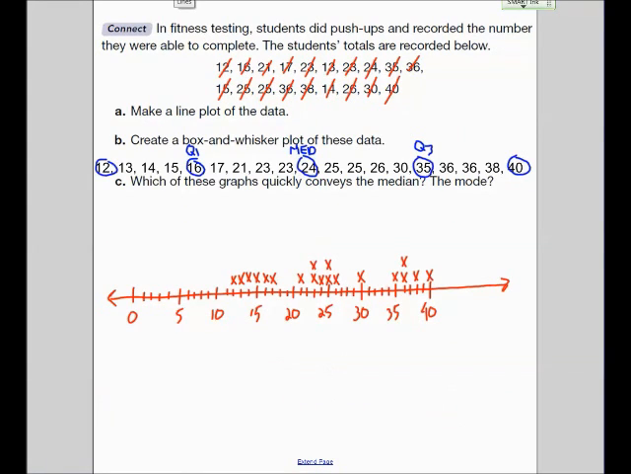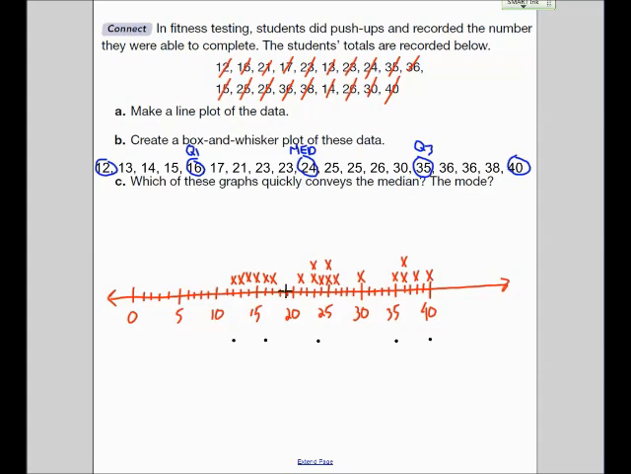So first thing I'm going to do is plot points, and you can just do this as well, at these 5 numbers. So 12, I'll go down here and make a point below the 12. 16, I'll go below the 16 and make a point. 24 for our median, I'll go below the 24 and make a point. 35 for our third quartile, make a point right there. And 40 for our maximum, I'll make a point right there.